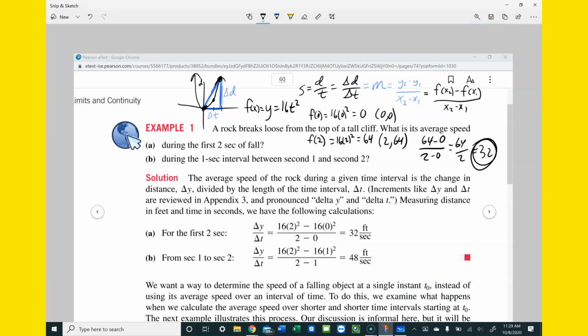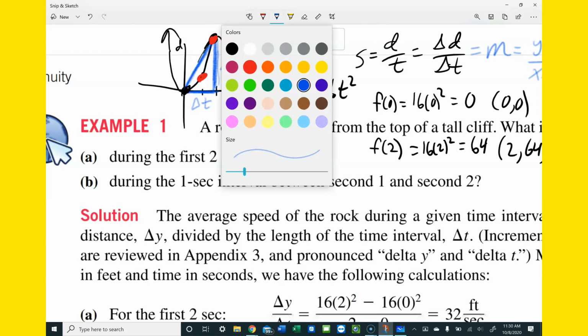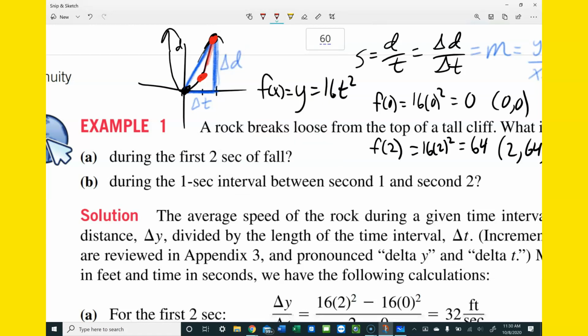All right, part B. Now, instead of finding the average speed over the first 2 seconds, in other words between time 0 and time 2, I'm now finding the average speed between the first second and the second second. So between time 1 and time 2. So I am finding now the speed between this point and this point. So now instead of finding the slope of that blue line, I'm going to be finding the slope of this red line.